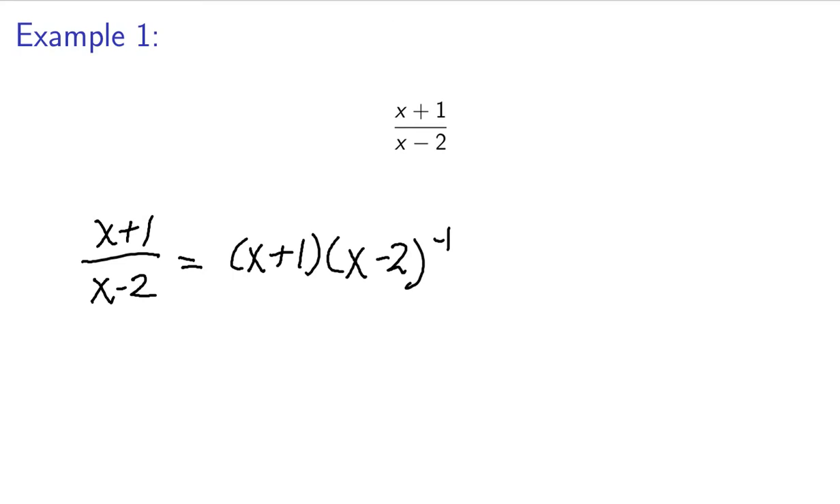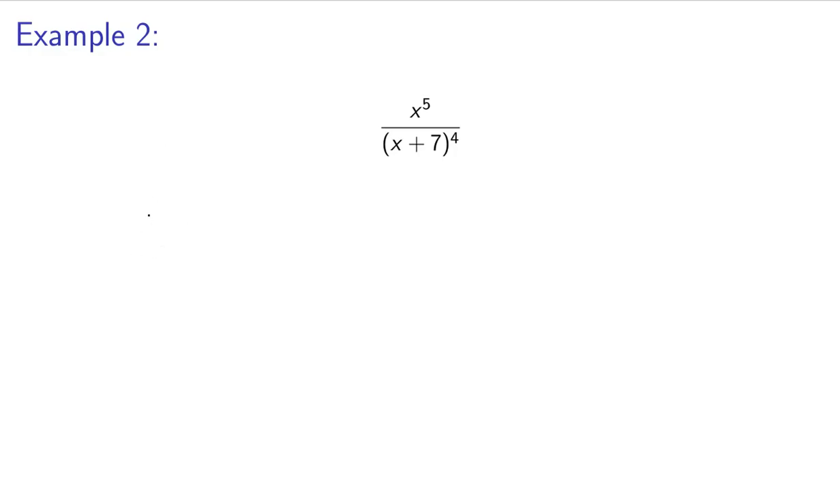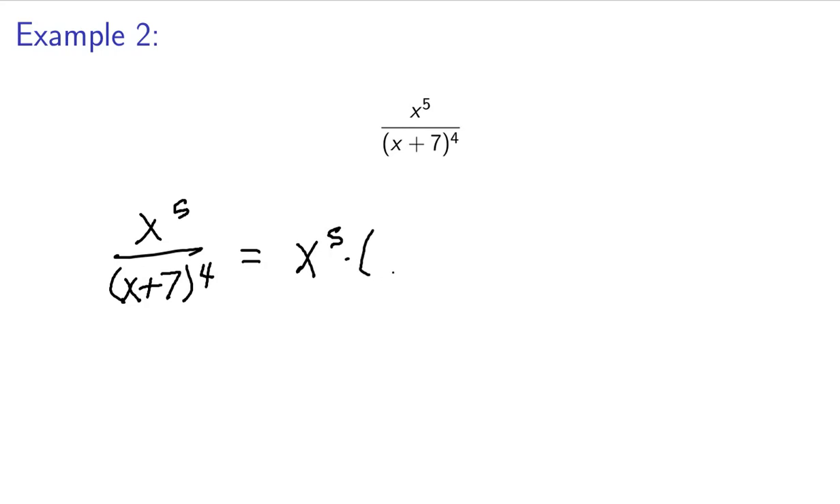Let's go on to another example. This is only slightly different. When you have x to the 5th over x plus 7 to the 4th, that's going to be the same thing as x to the 5th times x plus 7 to the negative 4. I just changed that exponent to a negative. You know what I mean. So I just took that exponent and made it a negative and brought it to the numerator.